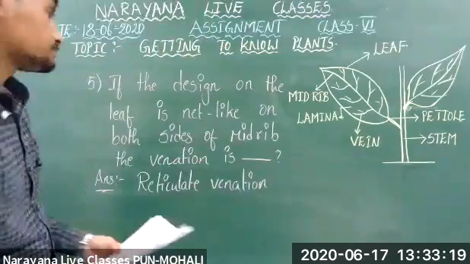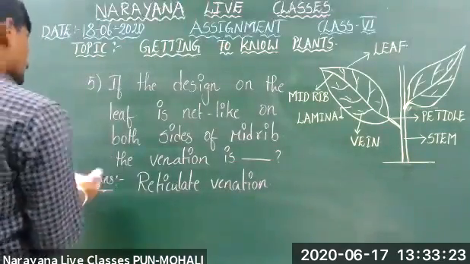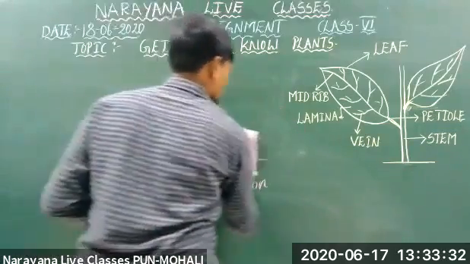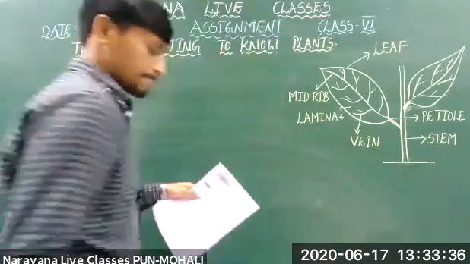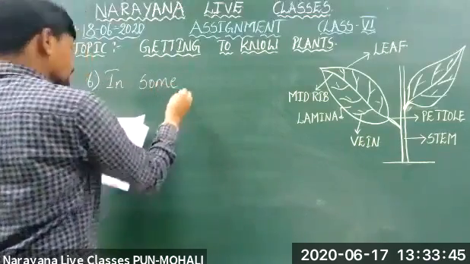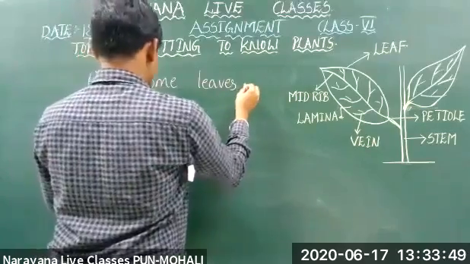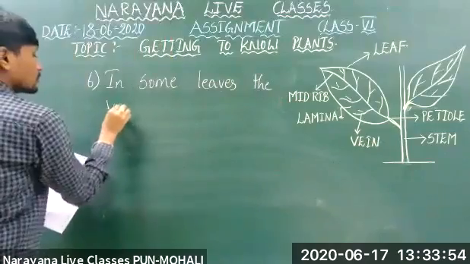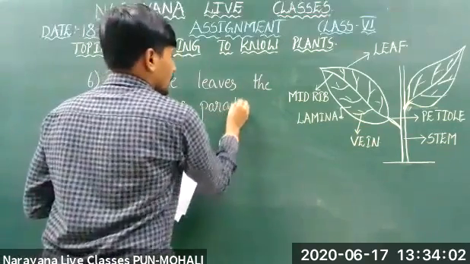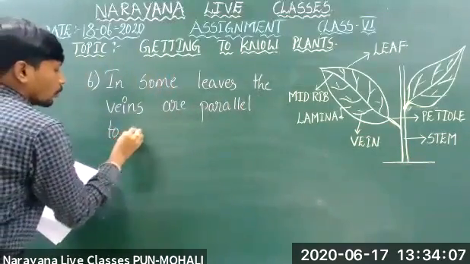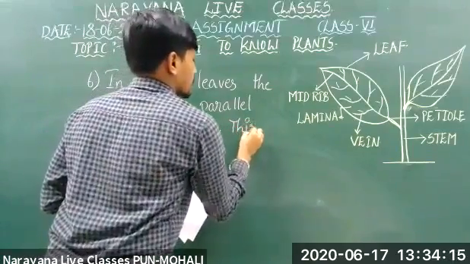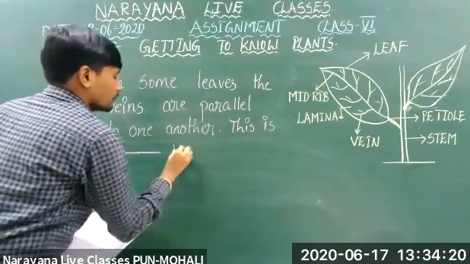And the next question, the sixth one. In some leaves, the veins are parallel to one another. This is dash venation.